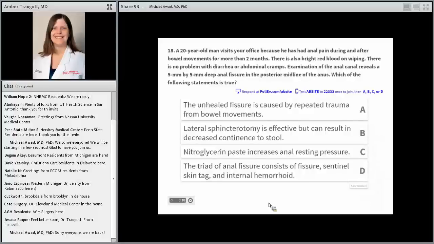A. The unhealed fissure is caused by repeated trauma from bowel movements. B. Lateral sphincterotomy is effective but can result in decreased continence to stool. C. Nitroglycerin paste increases anal resting pressure. Or D. The triad of anal fissure consists of fissure, sentinel skin tag, and internal hemorrhoid.